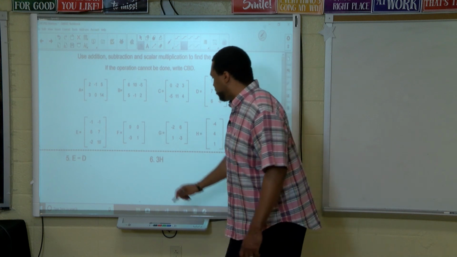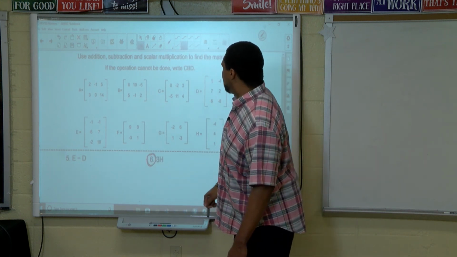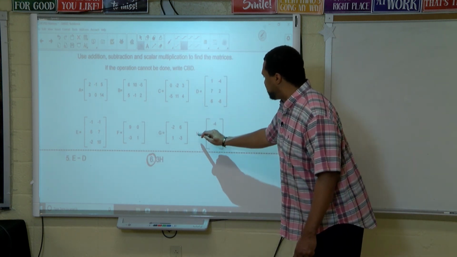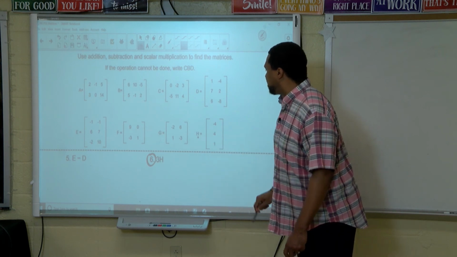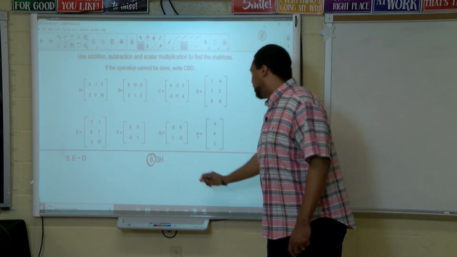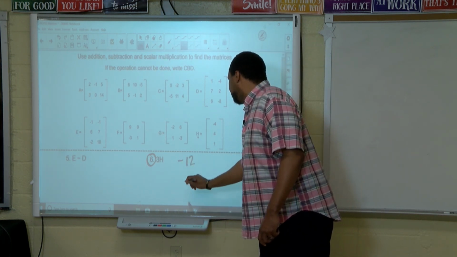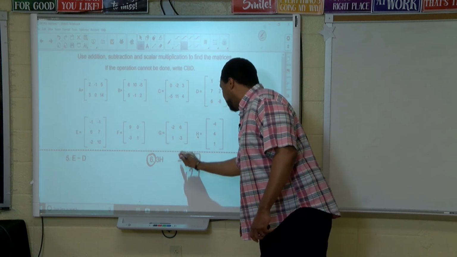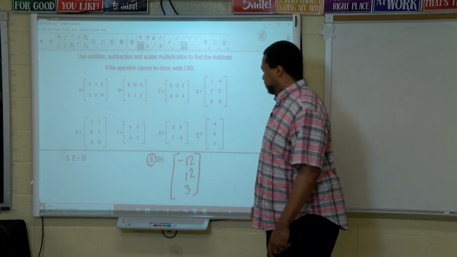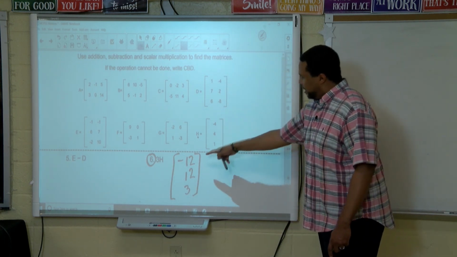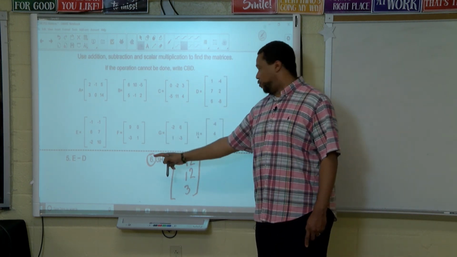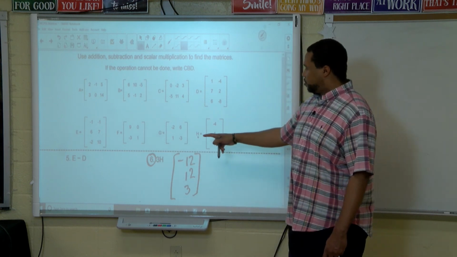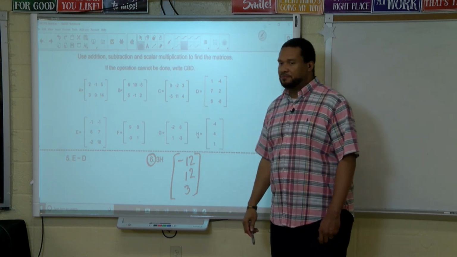So let's look at number 6. 3 times H. Well, H is here. So we're going to multiply everything in this matrix by 3. That's negative 12, 12, 3. Negative 4 times 3, negative 12. 4 times 3 is 12. And 1 times 3 is 3.